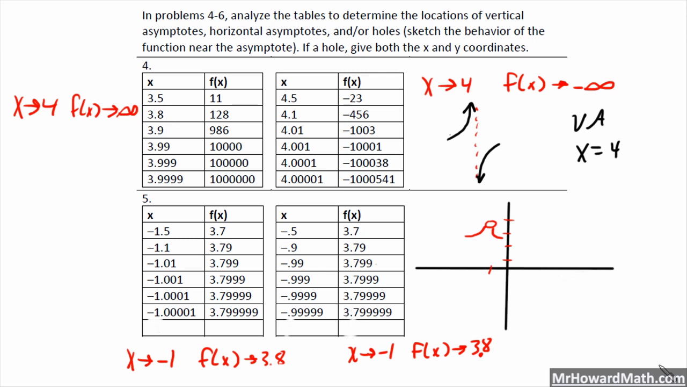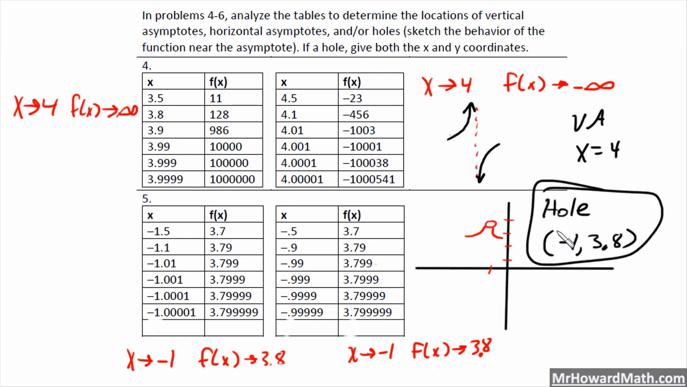For this question, we do need to write out that we have a hole in the graph. We wrote vertical asymptote here, so we need to write that here. They want us to list that. So there is a hole at -1, 3.8. That actually answers the question. They wanted the sketch and us to list that there is a hole there. So that's it. We'll move to question 6 next.